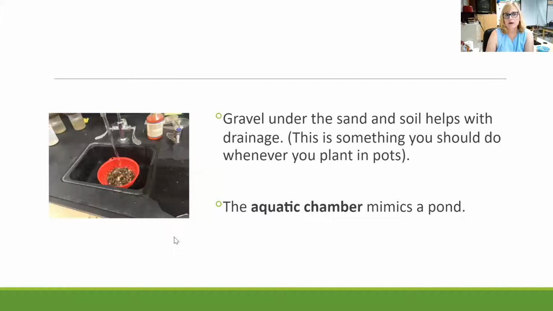Then we have our aquatic chamber, which mimics a pond. And then also a little bit about gravel. Why did you put gravel under your terrestrial soil and under the filter chamber sand? It's to help with drainage. You can pause this video as you need to fill in the blanks and copy the notes.